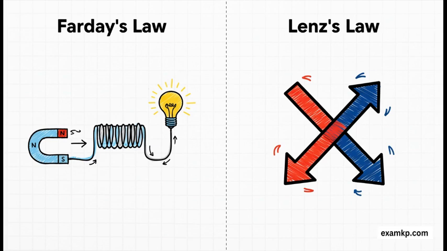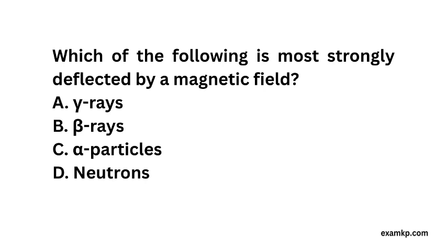Okay, ready for a JAMB question? This one's a bit of a thinker. It asks which of these particles gets knocked off course the most by a magnetic field. Remember, that magnetic force needs a charge to act on. So where do we even begin?